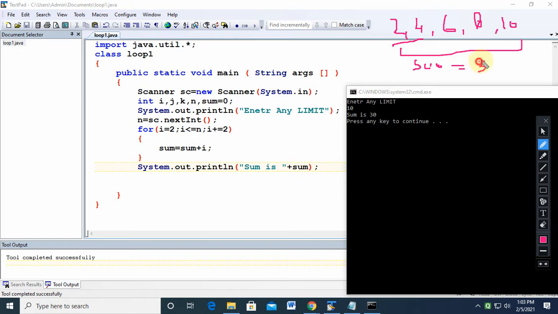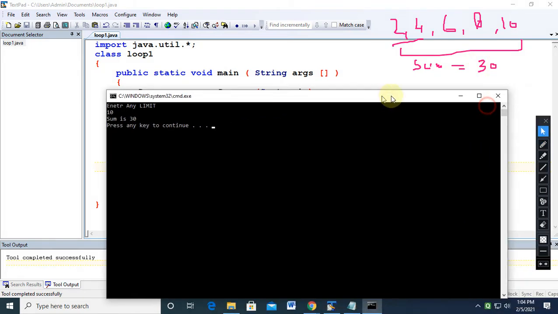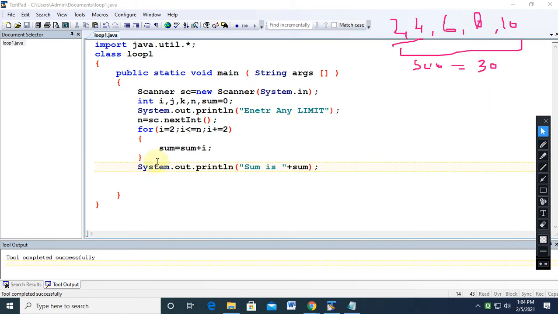What will happen if you print inside the loop? In that case, what will you see? You will get multiple outputs. What will you get? You will get 2, then 6, then 12, then 20, then 30.